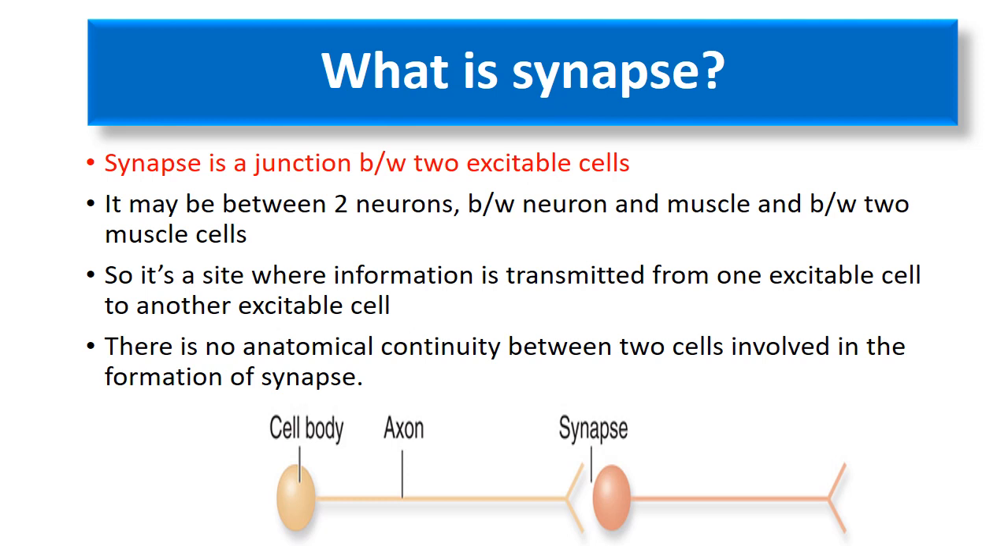This is one neuron, you can see, and this is another neuron, and there is a functional communication between the two neurons, which is known as the synapse. So, there is no anatomical continuity. You can see that they are quite separate. There is no continuity between the two cells involved in the formation of synapse, but it's a functional junction between the two excitable cells. And this is a typical diagram showing the example of a synapse between two neurons.